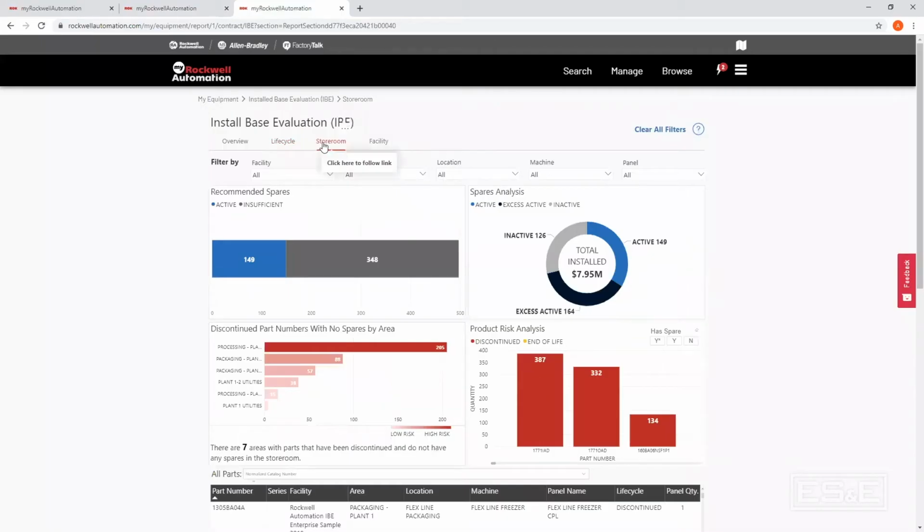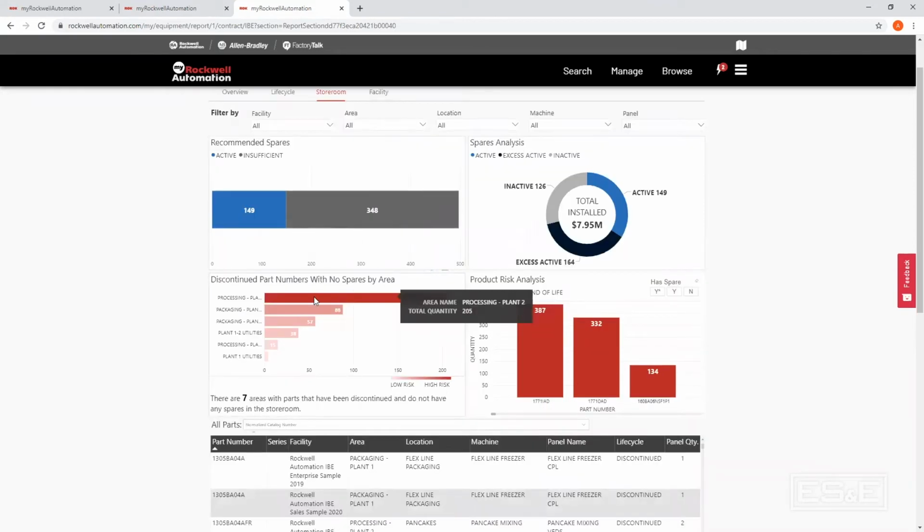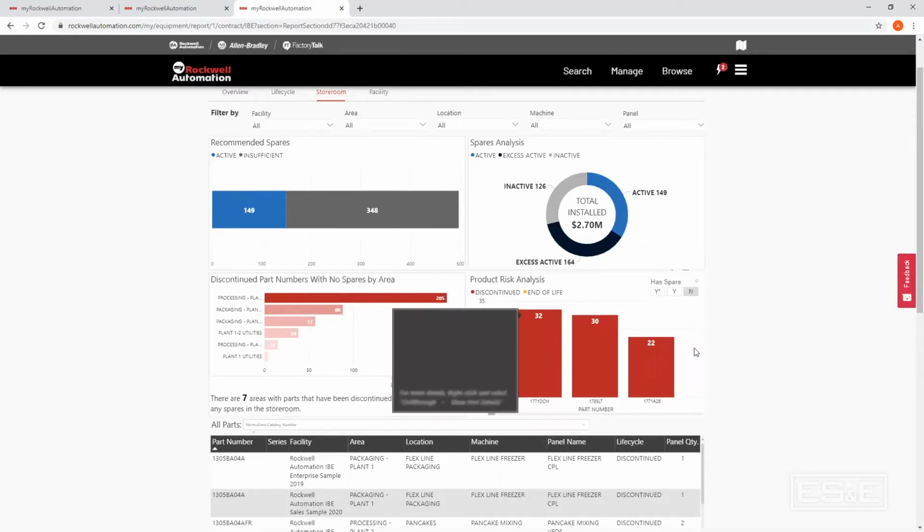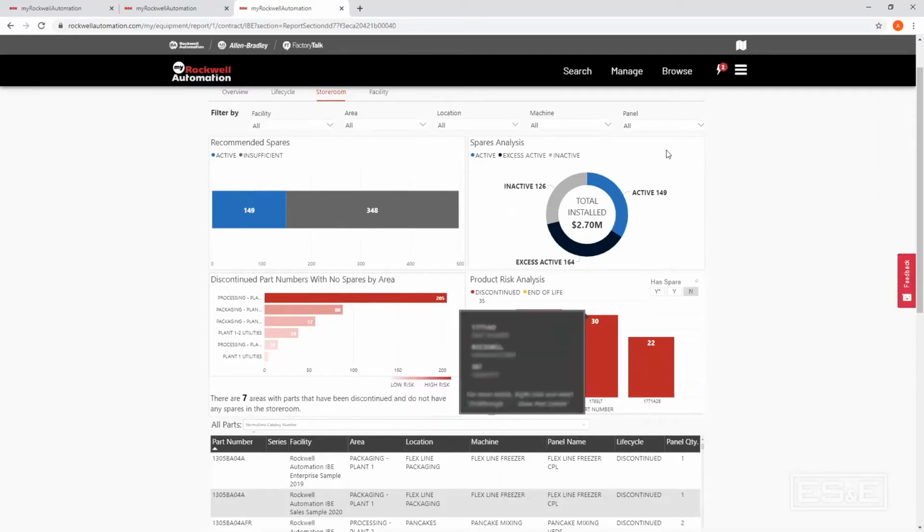So under the storeroom area, we're going to actually have the active and insufficient spares list. So you can see in this example, there was a lot of room for improvement on the insufficient spares. They've also got it broken down by area. So we can see within the processing area here, there are 205 parts that are discontinued and don't have a spare. So these are highly risky environments. When we look at this here, we can see whether we have spares or not and break it down dynamically live. So this is included with the My Equipment reporting.